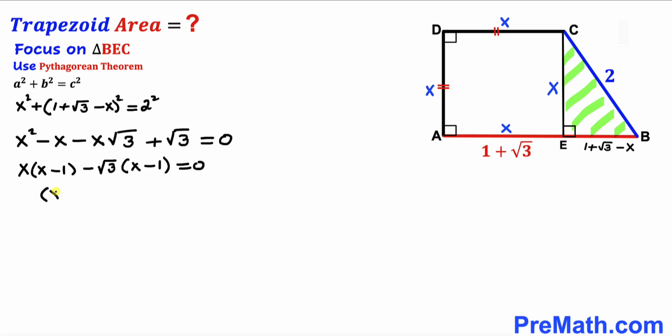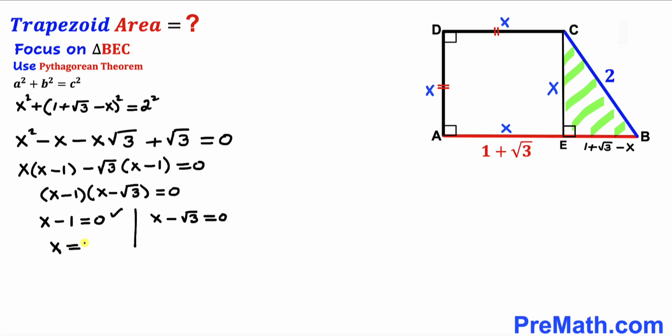So therefore we got (x - 1)(x - √3) = 0. And now we are going to separate these two factors. So we are going to get x - 1 = 0, and the other one is x - √3 = 0. For this first equation, our x value turns out to be positive 1, and for this second equation, our x value turns out to be √3. So thus we end up with two values of x: x = 1, and the other x value is √3. And here's our next step.